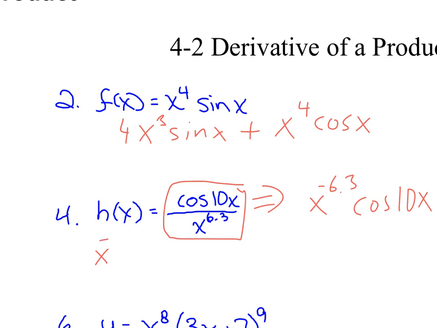Okay, so we have negative 6.3, and then minus 1, that's negative 7.3. And then we have a cosine of 10x. Oh, chain rule! Yeah, because the rapid 2 chain says 2 chains, and every time I see chain rule, I usually say chain rule.